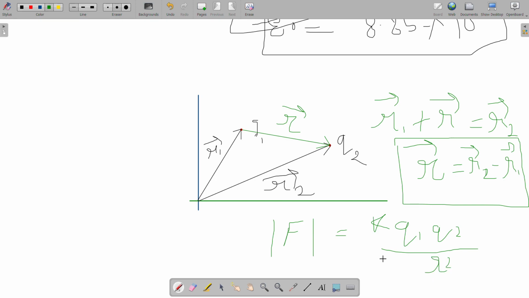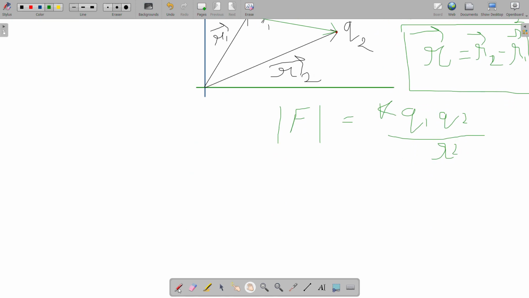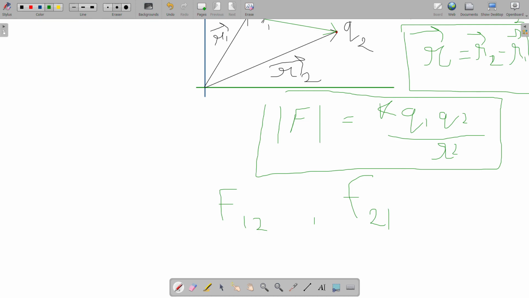Okay, and we have two ways to write it too. If we write force 1 2, it means force on the first charge due to the second charge. And if we write force 2 1, it is the force on the second charge due to the first charge, which is obviously going to be equal in magnitude, as can be seen through this equation, or you might consider Newton's third law of motion, that every action has an equal and opposite reaction. So basically that.